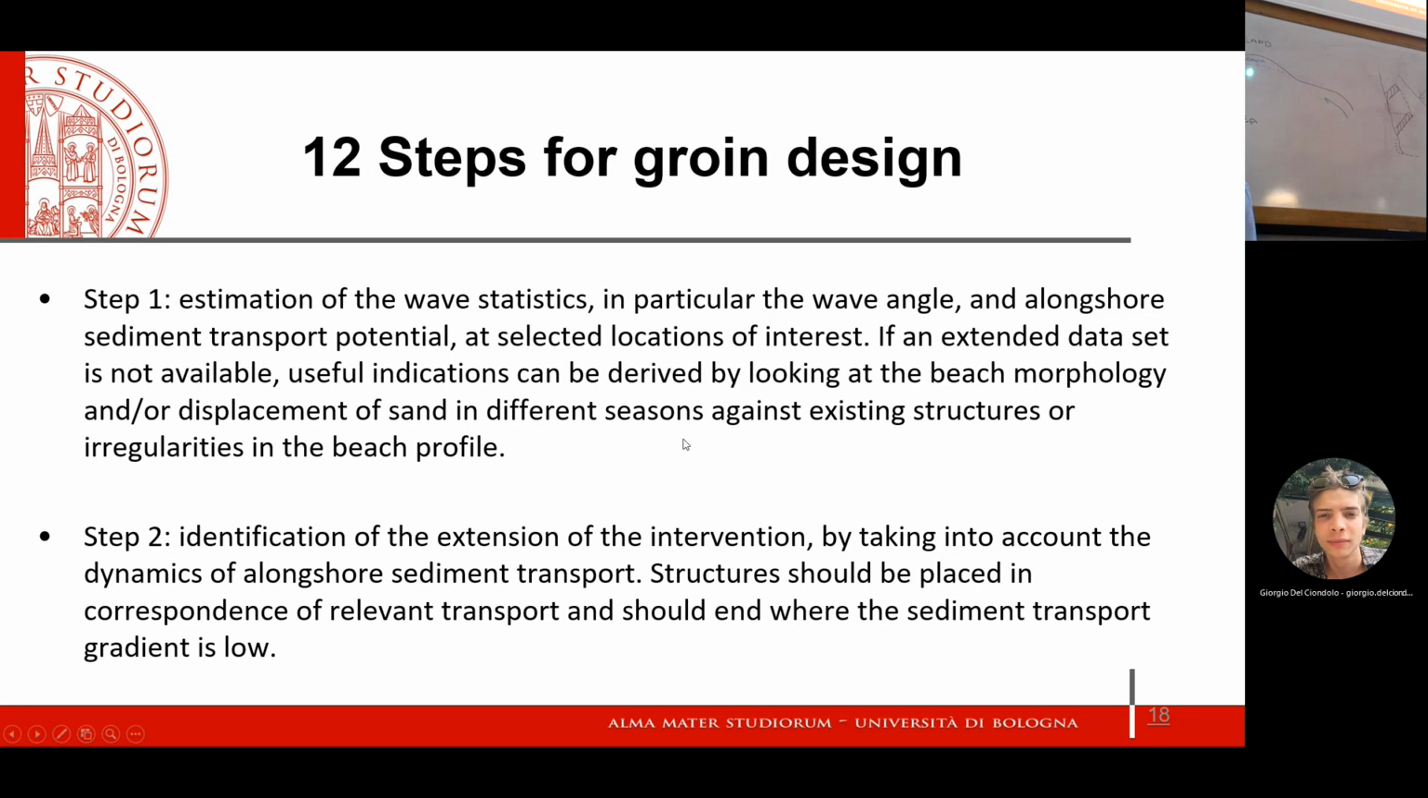How long is typically an intervention? Of course, it depends on the length of the beach, but it is unlikely that an intervention is made up of more than 15, 20 groins. So if you consider the distance, which may in extreme cases be 100 meters, I would say, okay, 1 kilometer is fine. Usually, especially along the coastlines, we don't see much longer interventions. Along the rivers, it may happen that you put a lot of groins, even for kilometers, tens of kilometers.